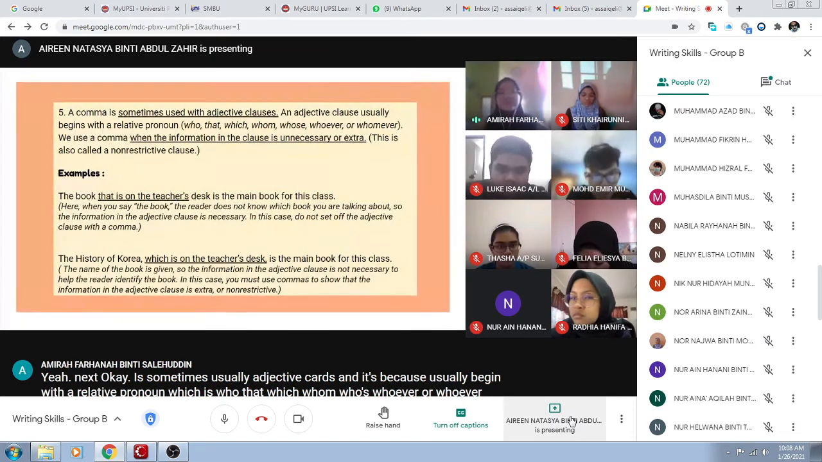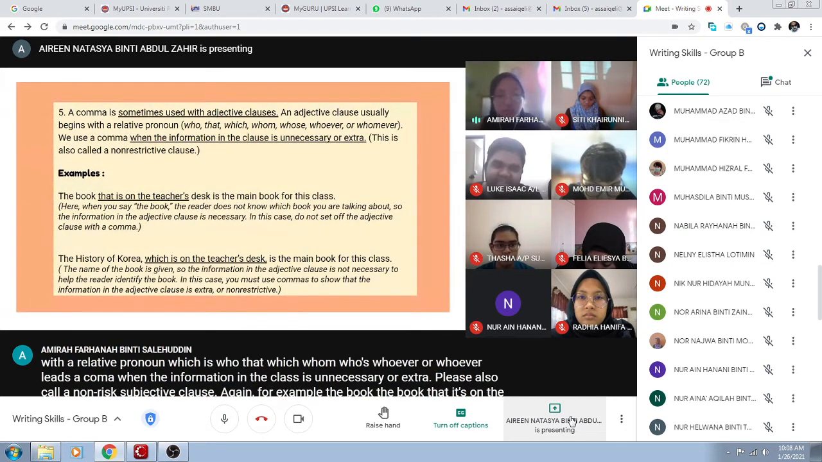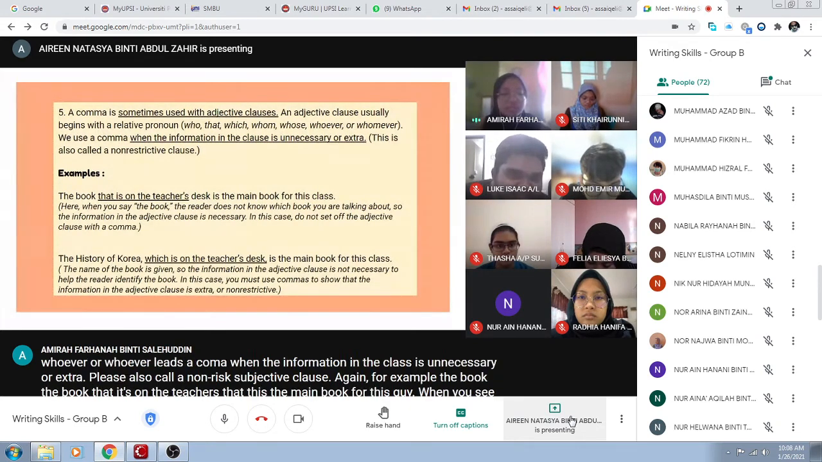Okay, for example, the book that is on the teacher's desk is the main book for this class. When you say the book, the reader does not know which book you are talking about. So the information in the adjective clause is necessary. In this case, do not set off the adjective clause with a comma.